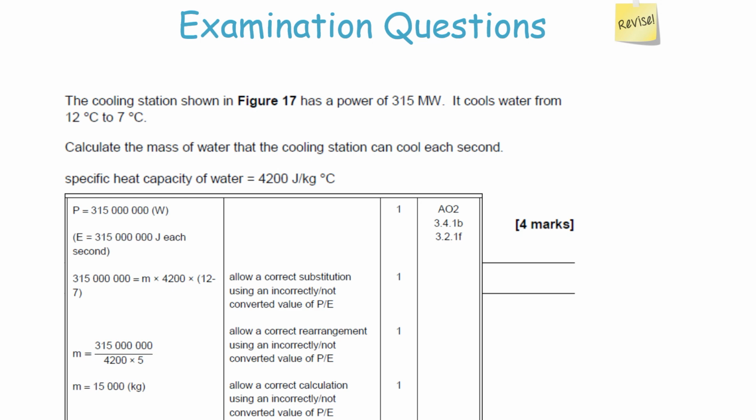We then rearrange it and make M the subject. So we say 350 million is divided by 4,200 times by 5, where there's a bracket around the bottom part of that equation, and that equals 15,000 kilograms.